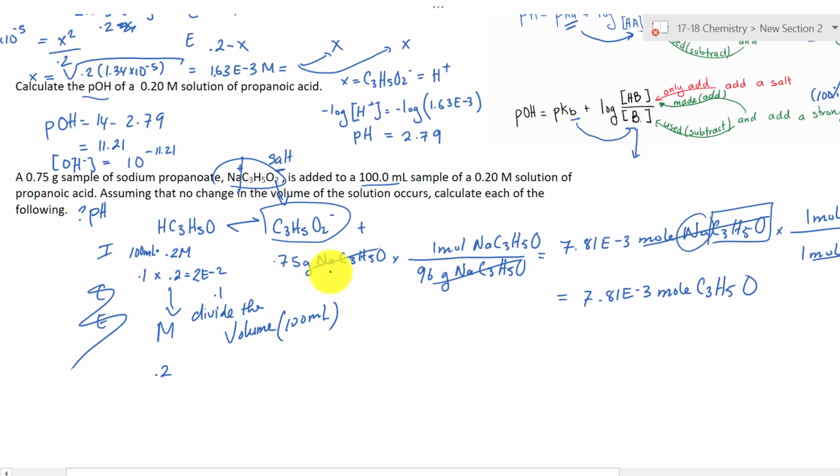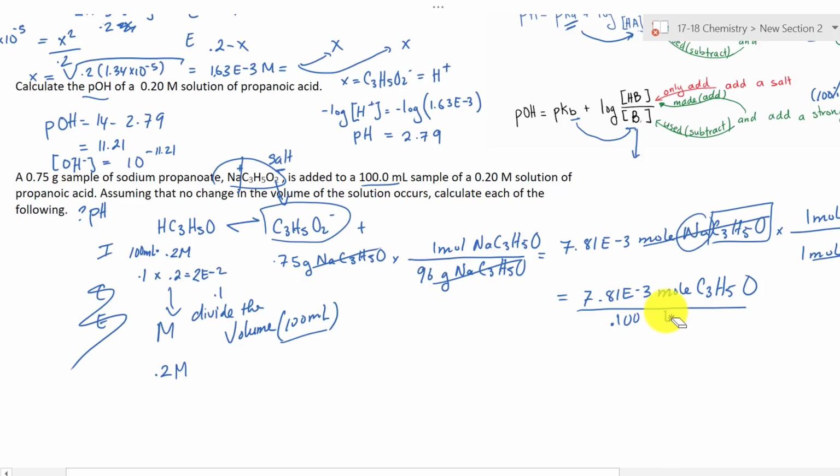So again, we go back and look at the moles, and now we convert back to molarity. Because it's the same volume, the molarity is not going to change for this acid right here. So it's going to be 0.2 molarity again. But for this guy right here, for this conjugate base, we would have to divide by 100 milliliters. And that in terms of liters is actually equal to 0.1, okay?